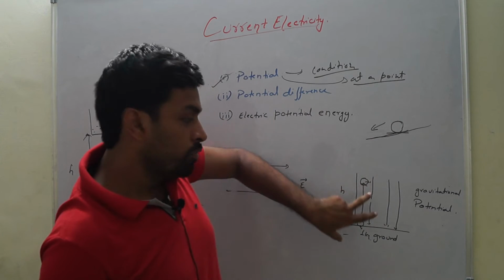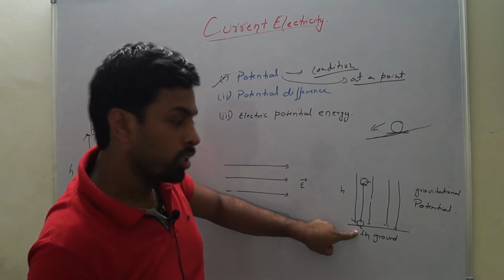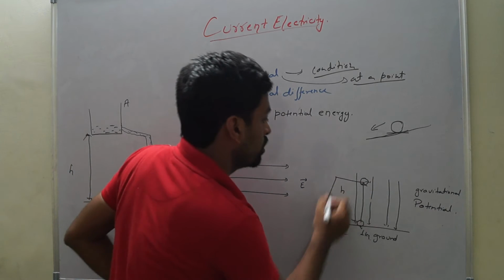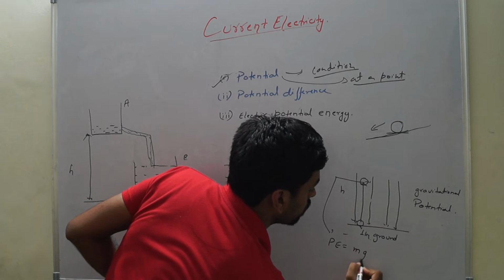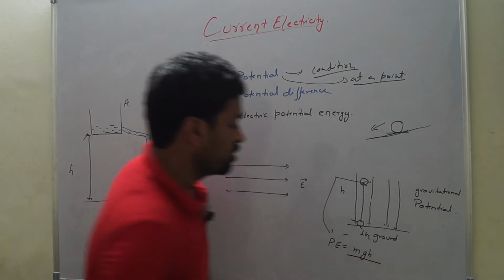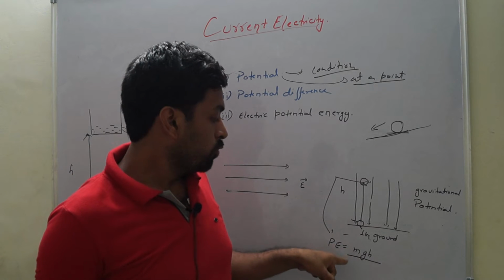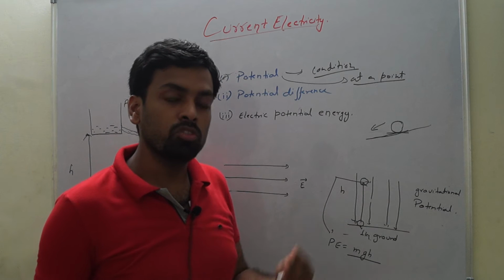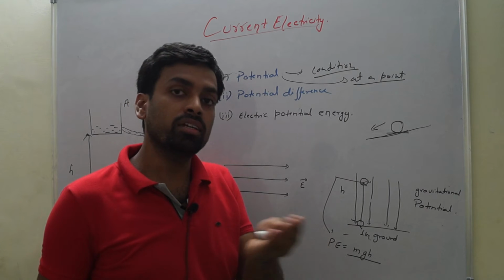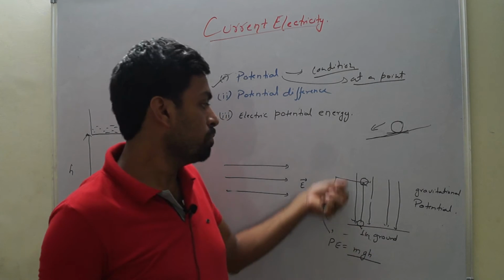So we know if we have taken this ball from the ground to the height h, the potential energy of this ball will be mass of the ball times g times h. This is the potential energy of the ball. Now if I want to find the potential energy per unit mass, per unit mass means we have to divide that potential energy with the same mass of the ball.